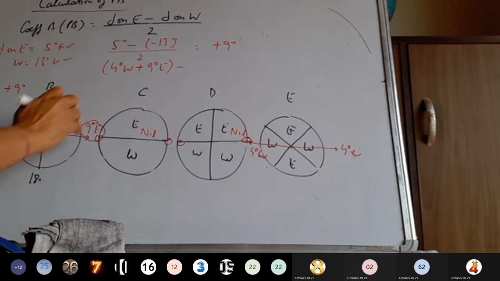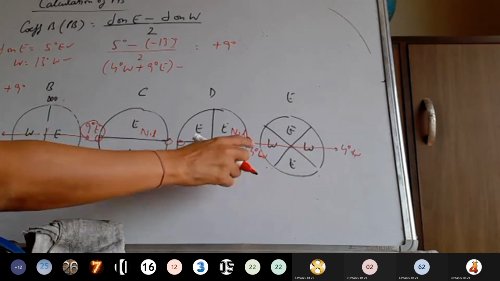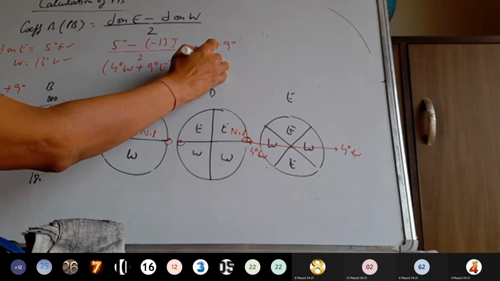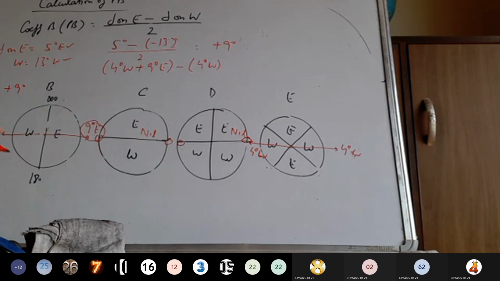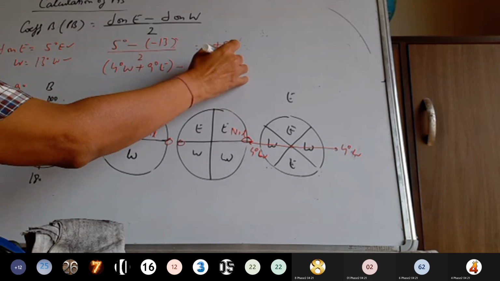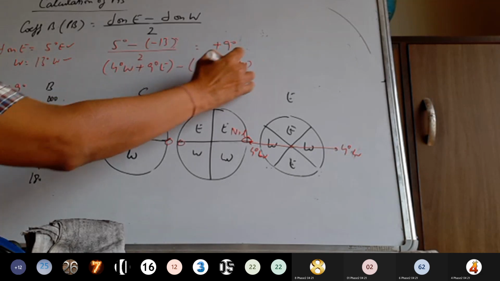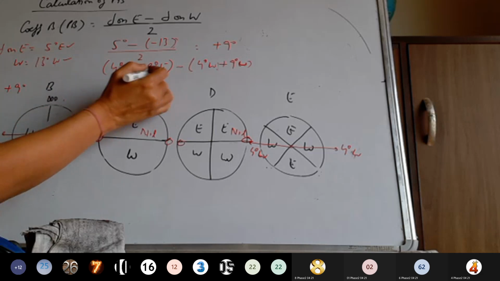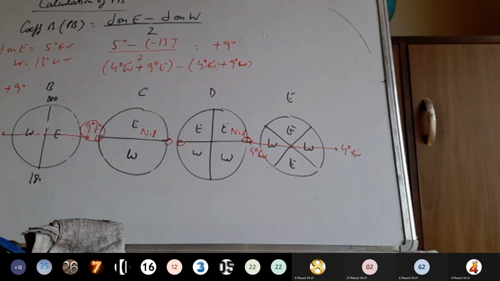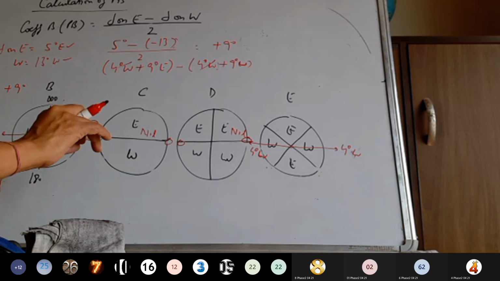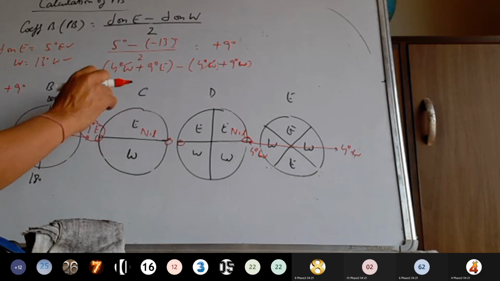Okay. Minus. यहाँ पे क्या हो गया? इस वाली हेडिंग पे 4 degree west. और यहाँ पे क्या हो गया? 9 degree west. ठीक. तो अभी देखो 4 डिग्री वेस्ट और ये 4 डिग्री वेस्ट कैंसिल हो जाएगा. ठीक. 4 degree west and 4 degrees west will get cancelled.